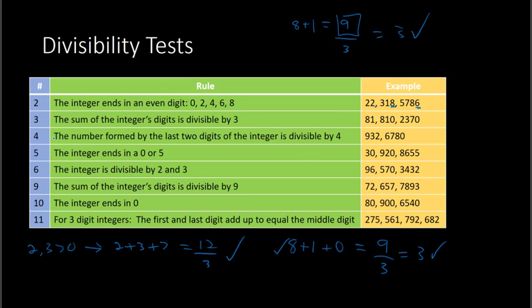Looking at 4, the rule is if the last 2 digits of the number are divisible by 4, then the whole number can be divided by 4. So we see here 932 ends in 32. You can divide 32 by 4 to get 8, so therefore the whole thing can be divided by 4 as well. The next number, we see an 80 at the end, so 80 can be divided by 4 to get 20, so therefore the entire number can be divided by 4 as well.